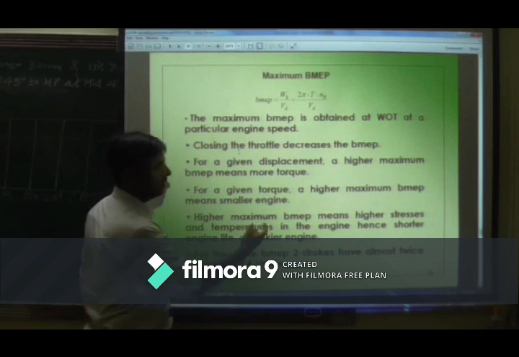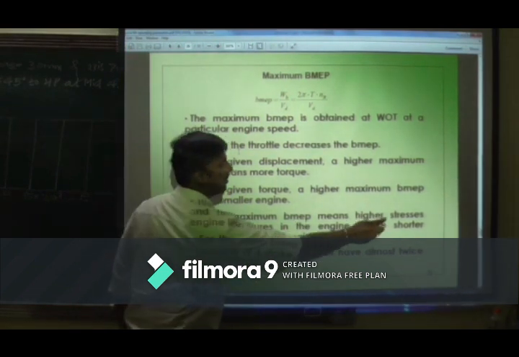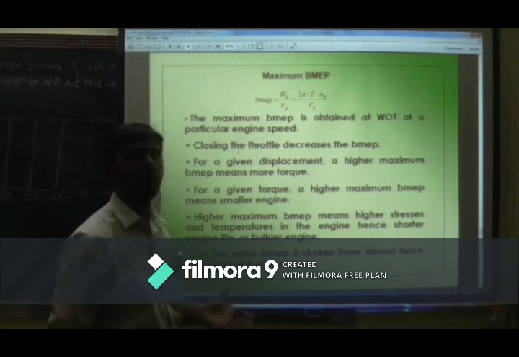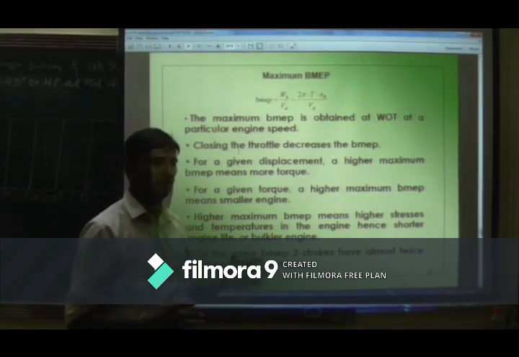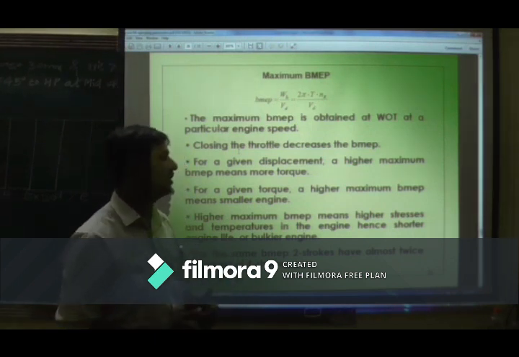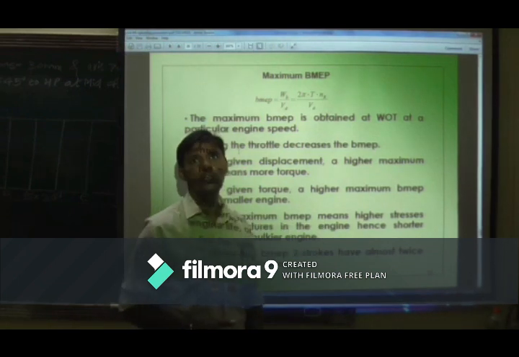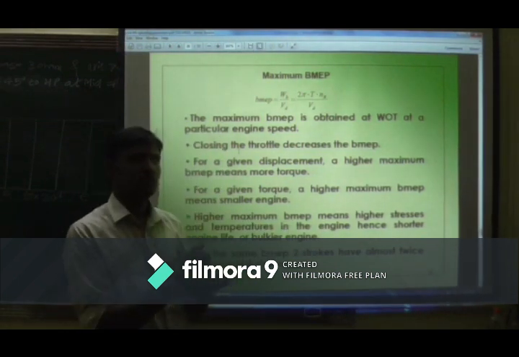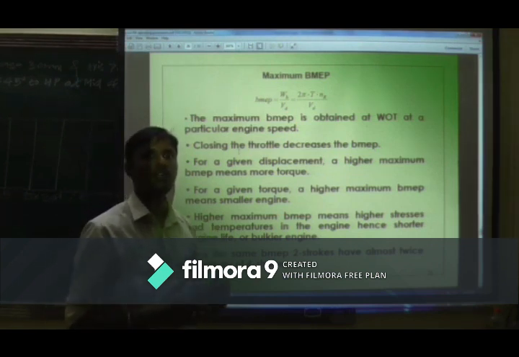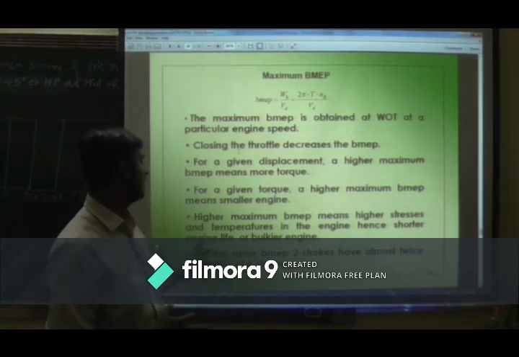As BMEP will be maximum, higher thermal stresses will be induced, because pressure will be high. As pressure will be high, temperature also will be high. We know, as there will be compression, heat will release and temperature will increase. As temperature increases, higher thermal stresses will be induced on the material, and there will be deformation or distortion of that engine and its life will decrease.